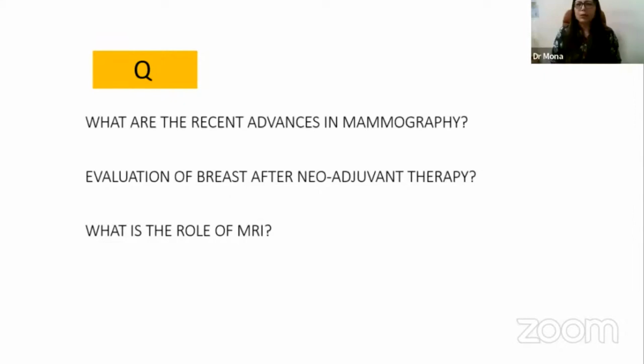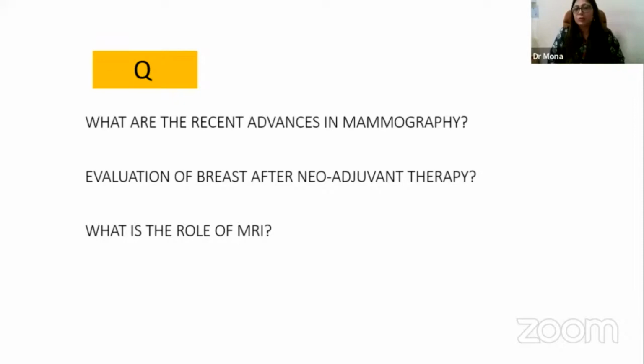Ma'am, can you hear me? Yes. Okay. So as far as recent advances in mammography, it is the introduction of the full field digital mammography with 3D tomosynthesis. This technique utilizes low dose X-rays and obtains images of the breast in thin slices from different angles. So what we get in the end is very high resolution images of the breast in a matter of seconds. And the advantage of 3D tomosynthesis is that it delineates margins of the mass very well.